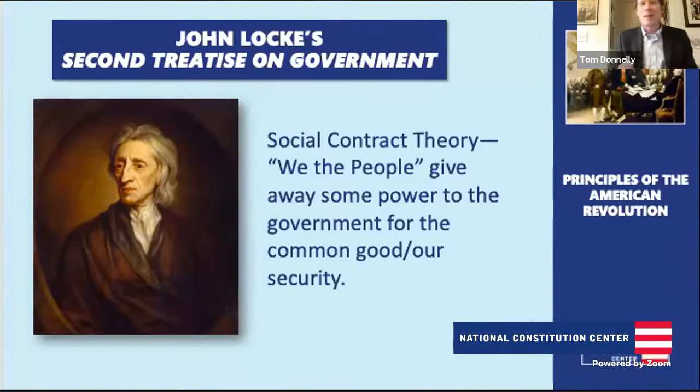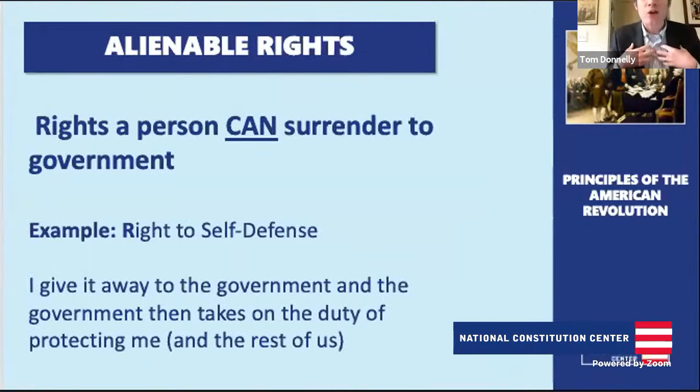The classic example is something like the right to self-protection, the right to self-defense, the right to punish. So in a political society, I can give away this right to the government, and then the government takes on the obligation of keeping me safe. So I can't take the law into my own hands. Once I have this government, I can't violently strike back against people who I think have wronged me. I've given up that power to the government, and that's the bargain. That's the bargain we make with the social contract.